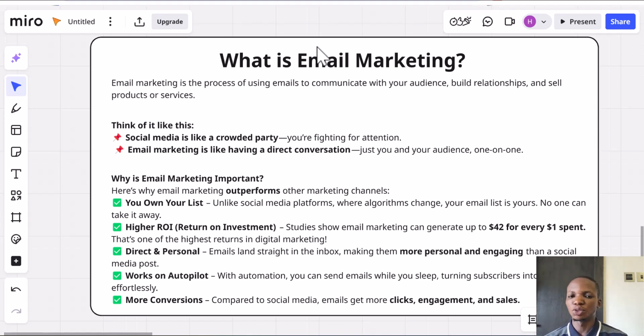Maybe you're just telling them a story. You're telling them about somebody that has used your product and has enjoyed it in the last 3 months, or just something. You're just having a one-on-one direct conversation with your audience. That is what email marketing is really about.